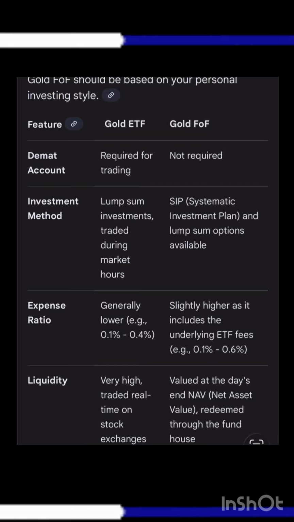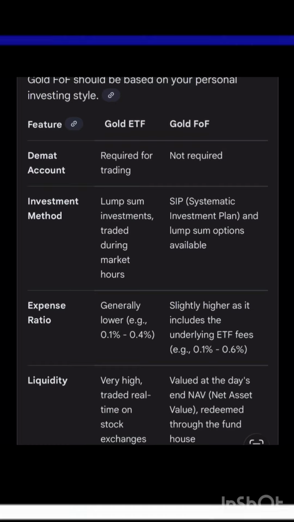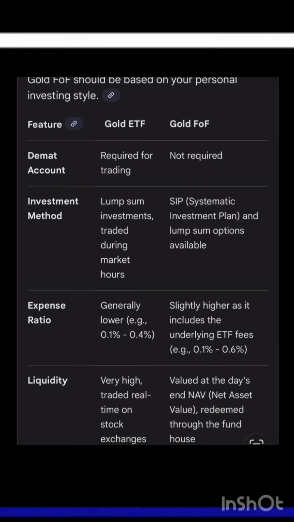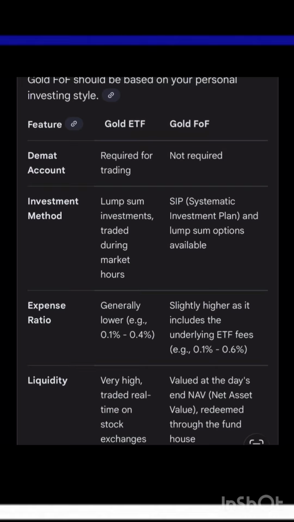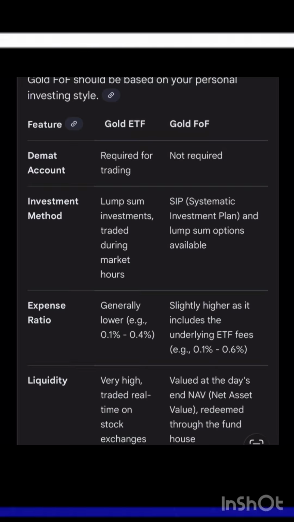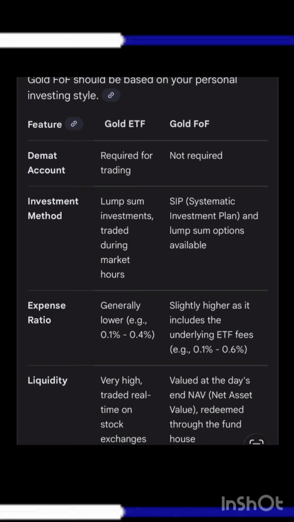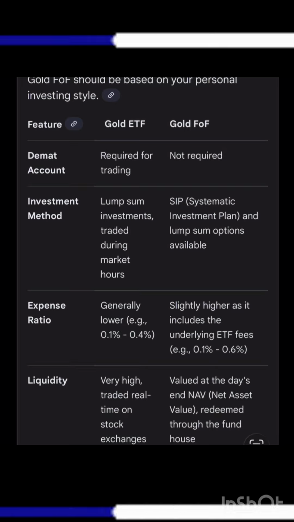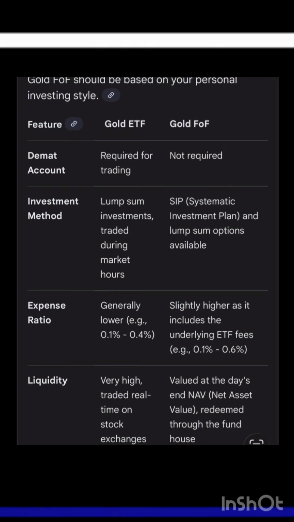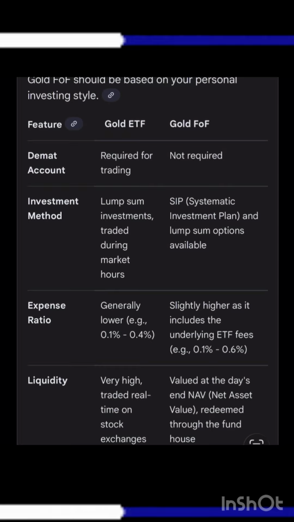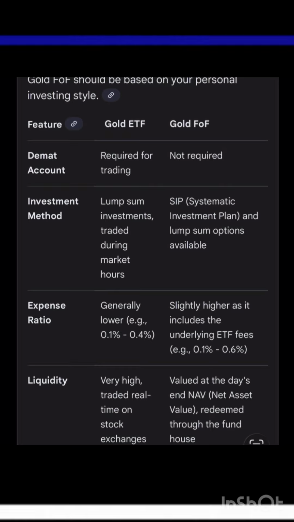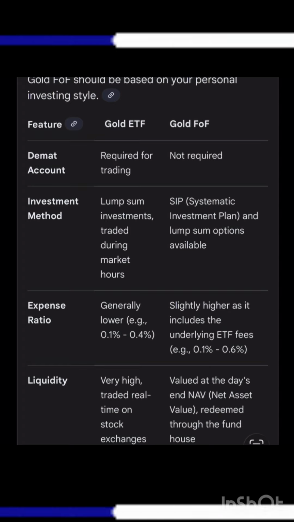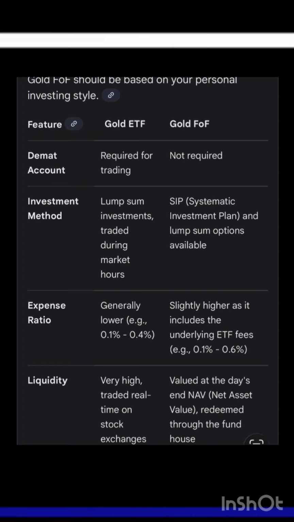In fact, gold FOF can be taken after the market hours also, but the NAV will be calculated on the market hours only. Expense ratio is the main glitch; it is generally higher in gold FOF because it includes the underlying ETF fees, 0.1 to 0.6%. Liquidity is very high for gold ETF, you can get it on a real-time basis. But gold FOF is valued at the day's end NAV, so you cannot exactly consider what amount you'll be getting in the gold FOF.